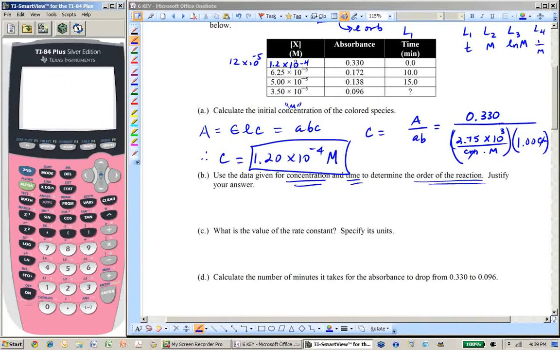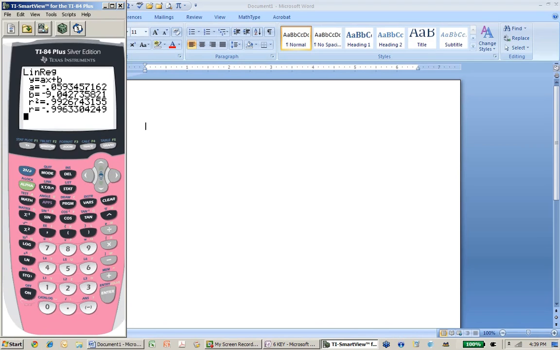Second quit, stat, calc, linreg is number 4, second 1, comma, second 2, comma, go get your Y equals however you like. Trying to beat 0.98. I go second enter to get that back. I change the L2 to L3. So L1, L3, I'm trying to beat 0.98. 0.99 beats it. Now I'm trying to beat 0.99.